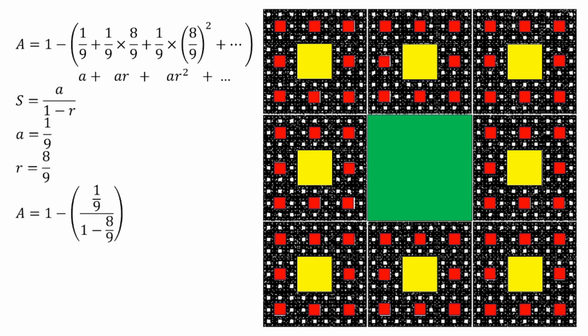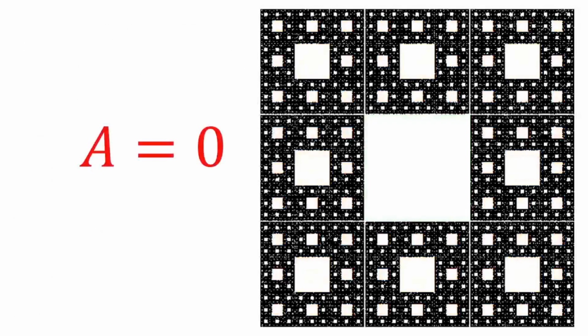Substituting into our formula, we're going to have 1/9 divided by 1 minus 8/9. But 1 minus 8/9 is also 1/9. 1/9 divided by 1/9 is 1. So the area of the Sierpinski carpet is 1 minus 1, which is a big fat 0.